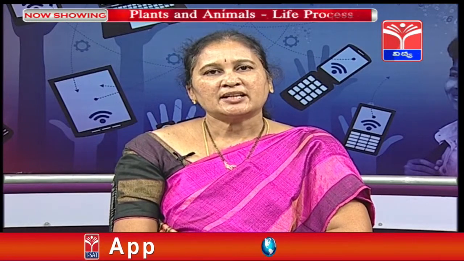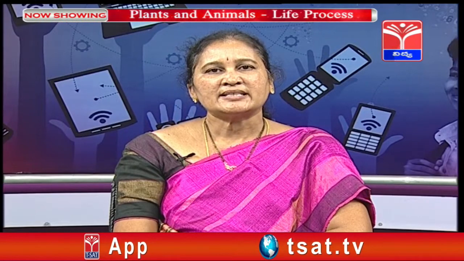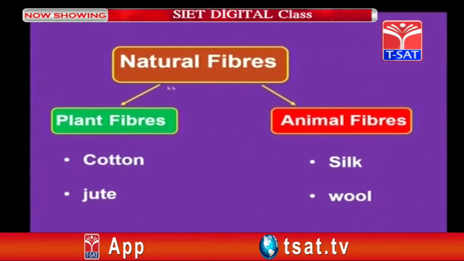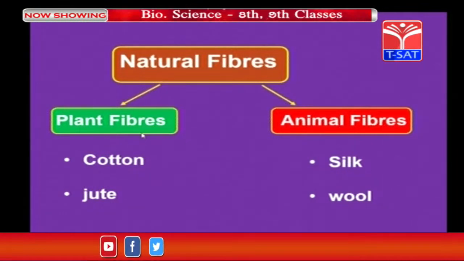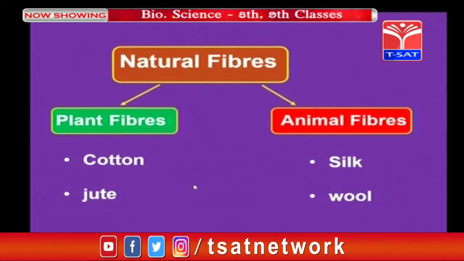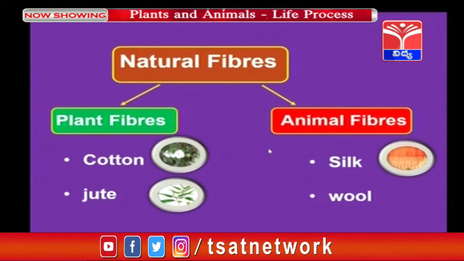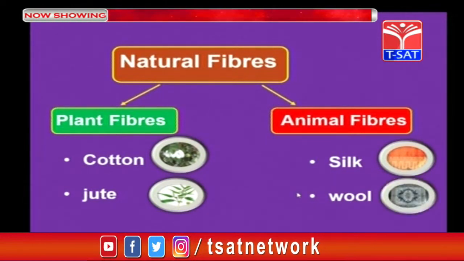The fibers that are coming from plants and animals are called as natural fibers. Natural fibers are two types: plant fibers and animal fibers. Examples for plant fibers are cotton, jute. Examples for animal fibers are silk, wool.